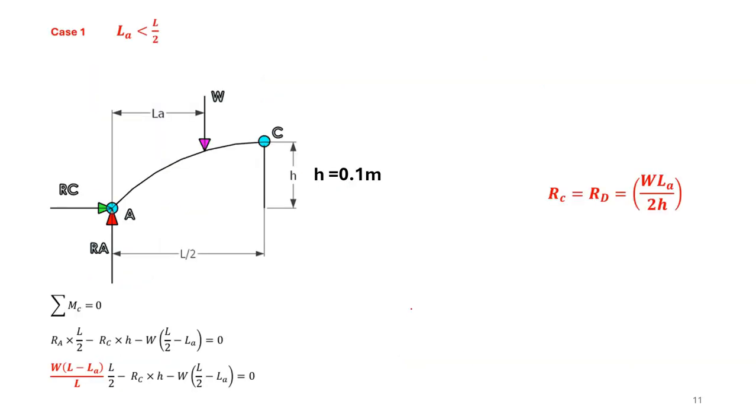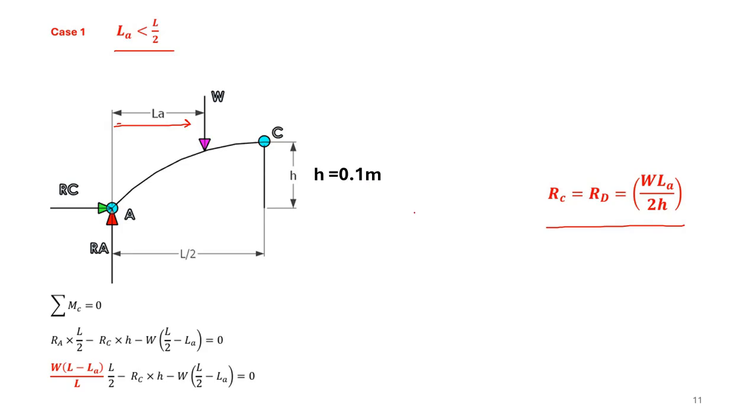Now, how to calculate the horizontal reaction? Let us take the first case where LA is less than L by 2. So you can see that this is LA which is less than L by 2. Take moment about the point C. If you take moment about point C, you get RA times L by 2 minus RC times H minus W into (L by 2 minus LA) is equal to 0. From this you substitute the value of RA which was calculated earlier, and after simplification finally you arrive at RC equal to RD equal to W LA by 2H. Now here H is equal to 0.1 meter.